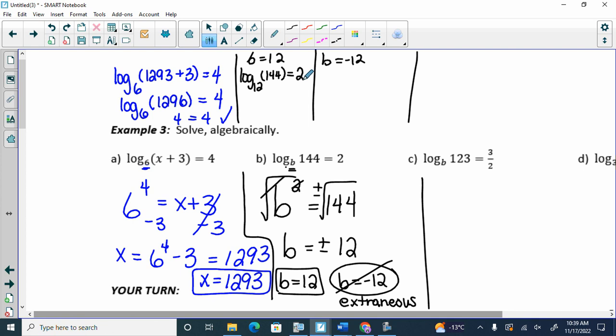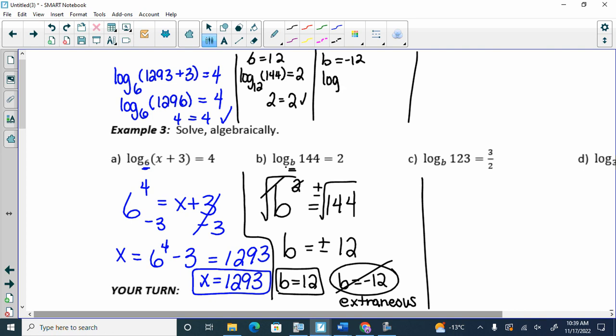And what do you get? 2. And the reason why you're getting 2 is your calculator is going, 12 to what power is 144, which is 2. Every time you type a log base in, it's saying the base to what exponent gets me 144. That's what your calculator is doing every single time. So we get 2 equals 2. That one's good. Let's try the negative 12 one.